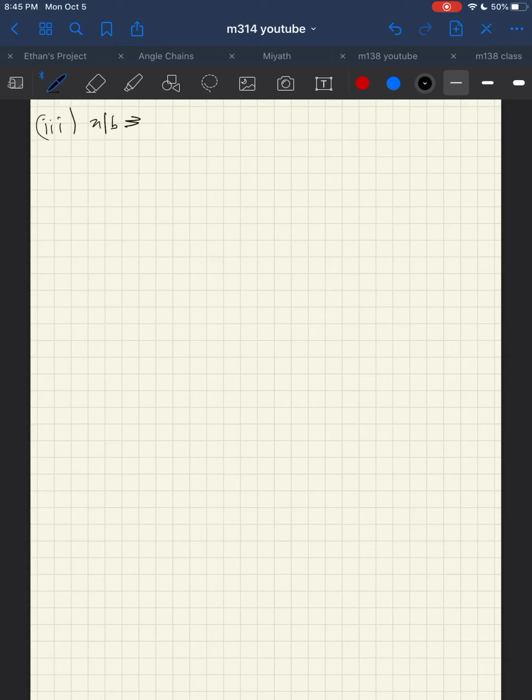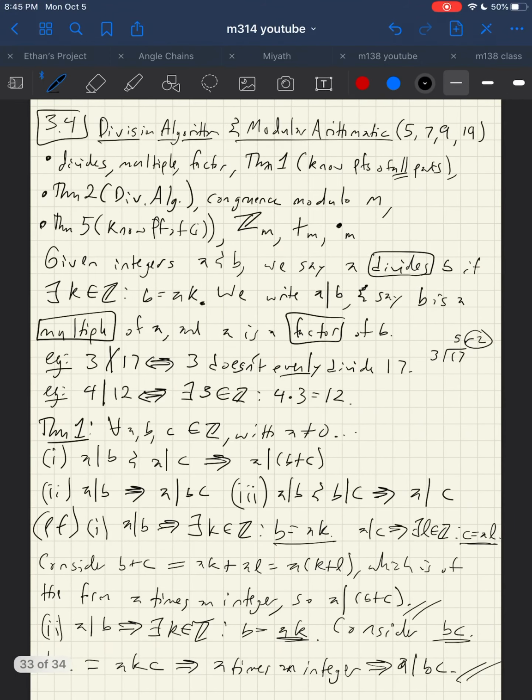So for part 3, I've got that a divides b. Well, that implies that there exists an integer k in Z such that b equals ak. Now I've also got that b divides c. Oh, and if you're wondering, each of these parts is separate. 1, 2, and 3 are all separate. So it's not like I have a divides b and a divides c, and all of a sudden this is a different c. It's not like these are the same a, b, and c across parts. I'm just lumping these all together and saying a, b, and c are integers, but the c from this part isn't necessarily the c from this part.